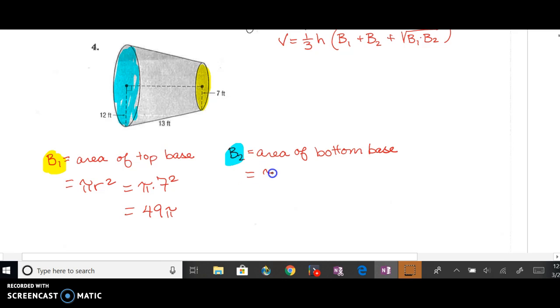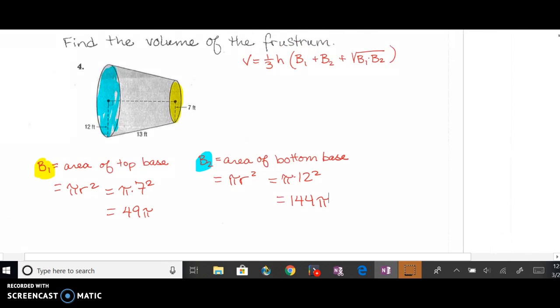The second one is pi times r squared again, right? But this time it's pi times 12 squared. And so I'm going to call that 144 pi, again, just because I am too lazy to write out all those decimals. So here we go. We've got 1/3. You got to find your base 1 and your base 2 area first, and then plug them into the formula, times height. Don't know the height of the frustum, so hang on to that thought for a minute.